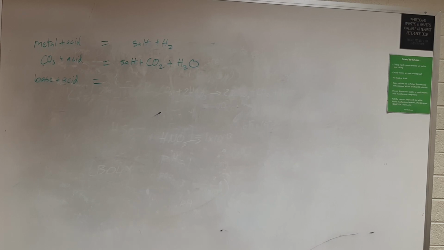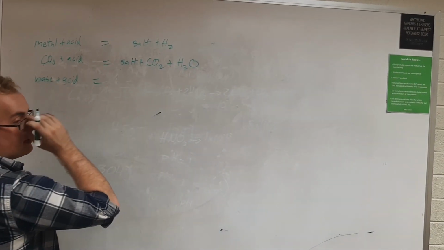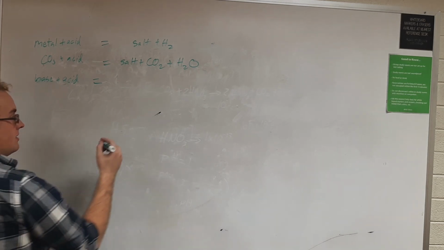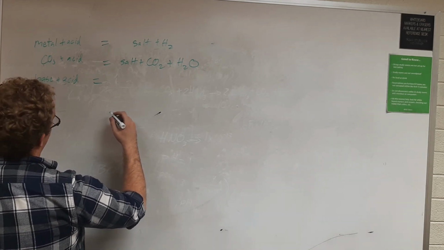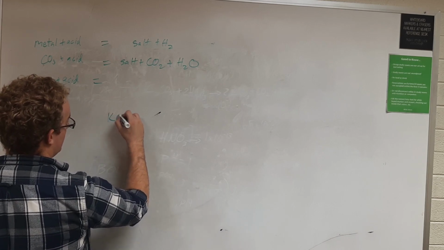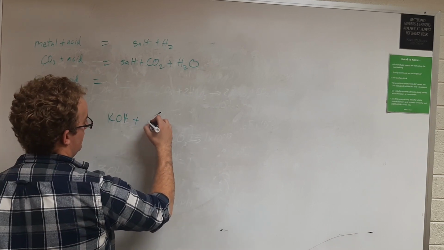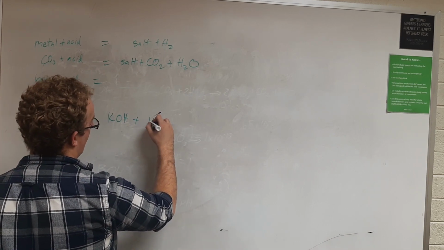Okay, here's another example of a base plus an acid. Right, and these, I'm going to use Arrhenius bases and acids. So let's say we have potassium hydroxide. This is our base, right? It yields OH ions in solution. And then we'll have hydroiodic acid.